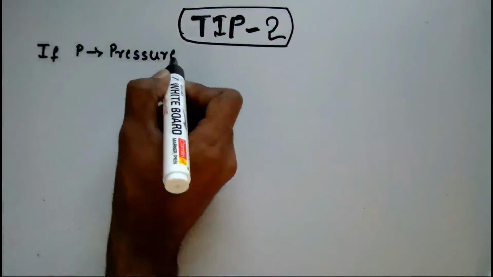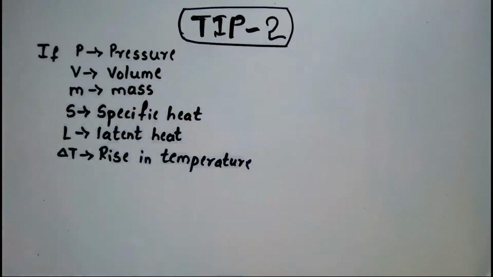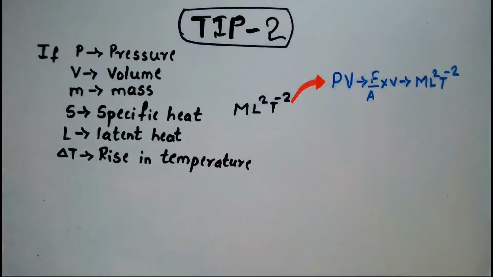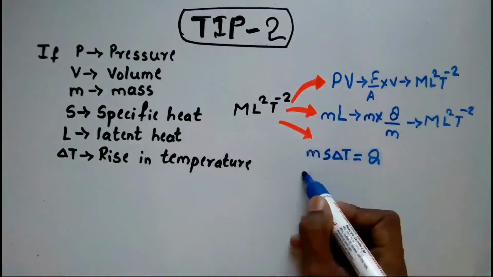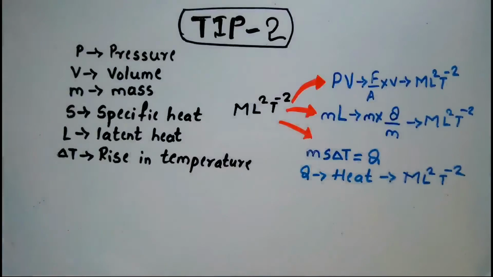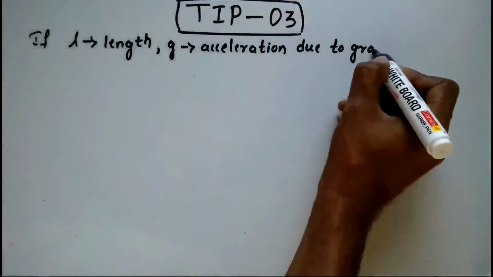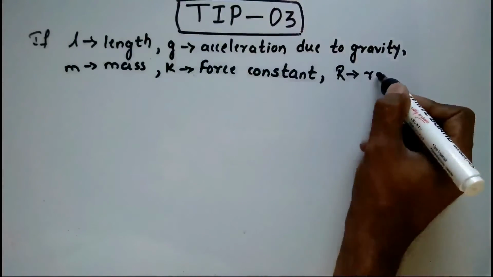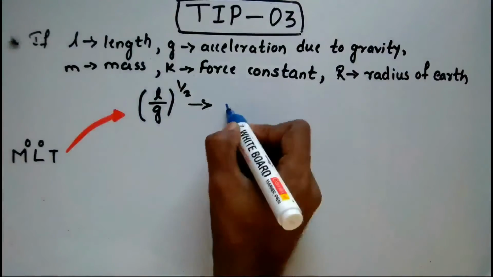Here is your tip number 2. If P is pressure, V is volume, m is mass, s is specific heat, L is latent heat, and delta T is rise in temperature, then the dimension M L^2 T^-2 corresponds to the physical quantities PV, mL, and ms delta T, that is nothing but heat. And tip number 3: L length, g acceleration due to gravity, M mass, K force constant or radius of Earth.